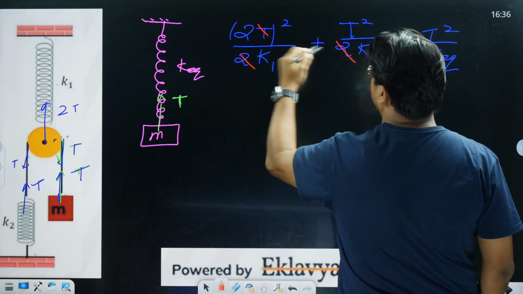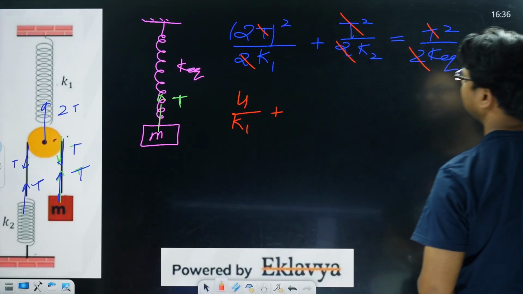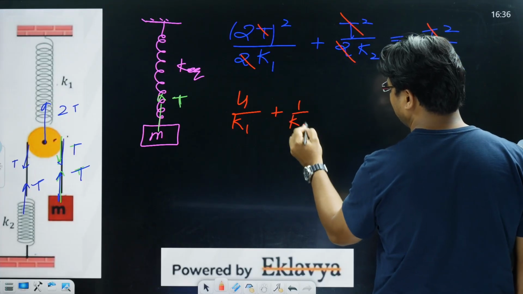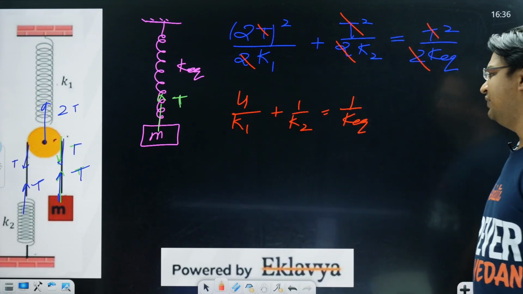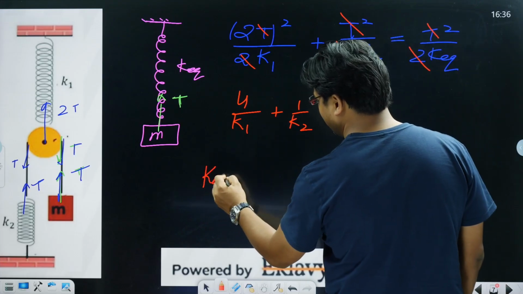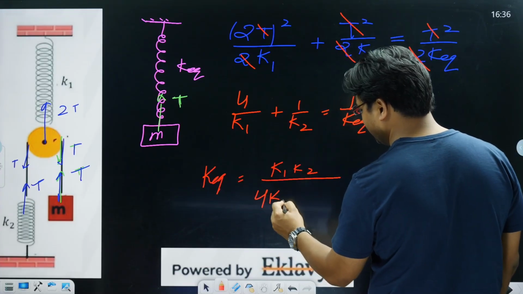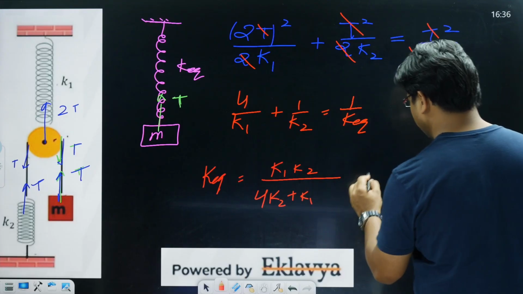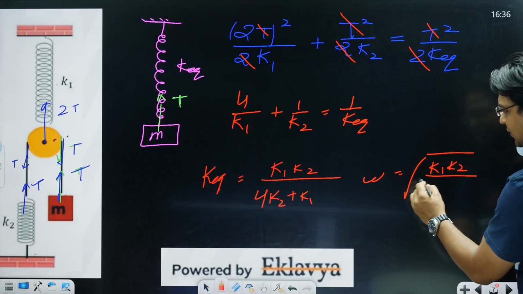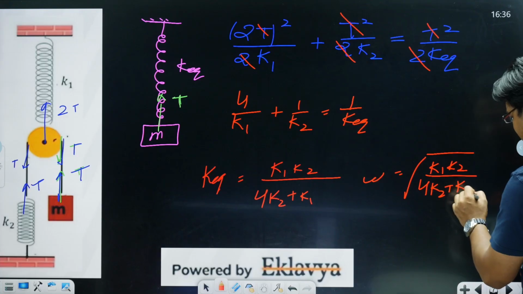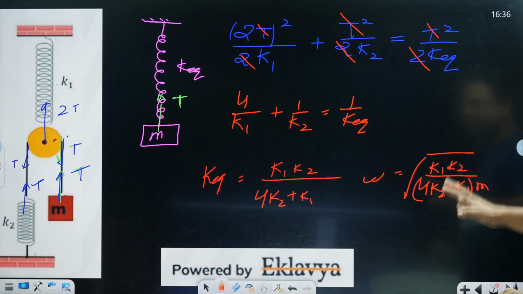2 gets cancelled, the T square gets cancelled. So we are left with 4 by K1 plus 1 by K2 is equal to 1 upon K equivalent. You can figure out the value of K equivalent from here, and then very easily you can write omega. For example, K equivalent I will write as K1 K2 divided by 4 K2 plus K1. And therefore omega would be root of K equivalent by M, that is K1 K2 upon 4 K2 plus K1, into M. Got it, everyone? So that would be the answer.